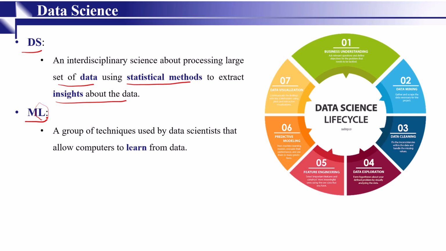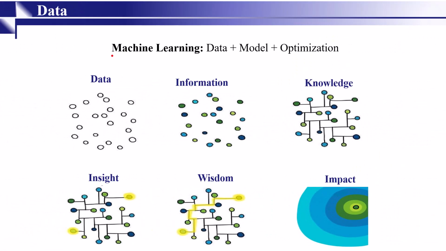It means they try to increase the accuracy of their response. Machine learning is widely used for tasks like classification, regression, clustering, recommendation systems, and many other tasks. So, in fact, machine learning is data plus model plus optimization. So data, we can define data as raw facts without context. For example, we say temperature today is 17 degrees Celsius, right?